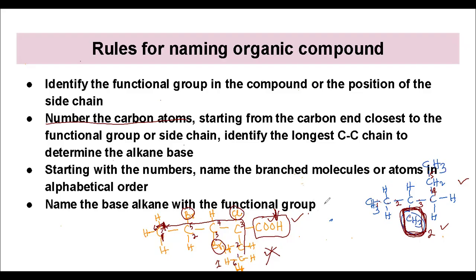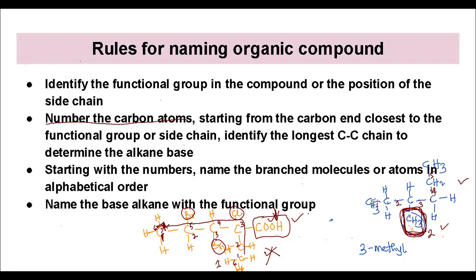Okay, so the next thing to do is, I've counted the number of carbon atoms, so I need to name the branch molecule in alphabetical order. In this case, I have just one branch molecule, which is methyl. Okay, so the name of this methyl comes with the number, the carbon atom position of this methyl. I have one, two, three. So the methyl is in the top group. I'll say this is 3-methyl.